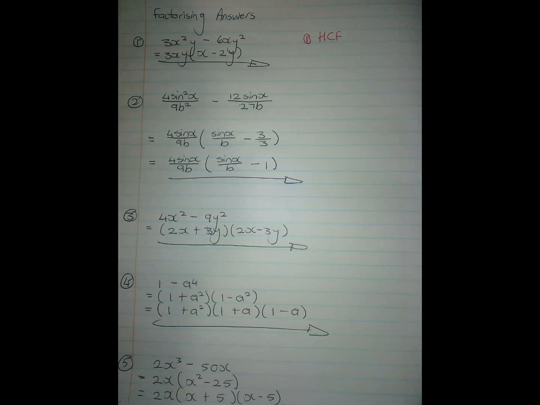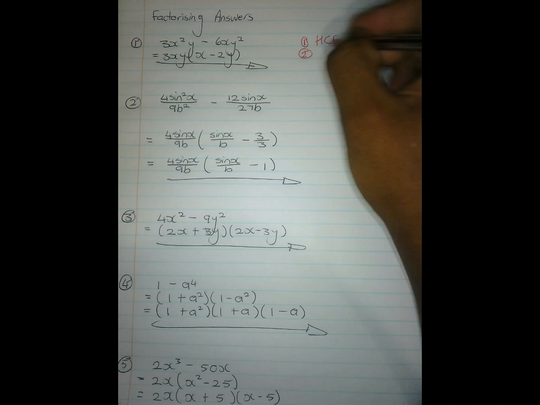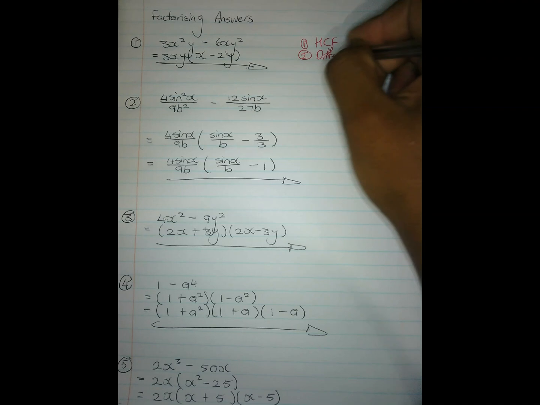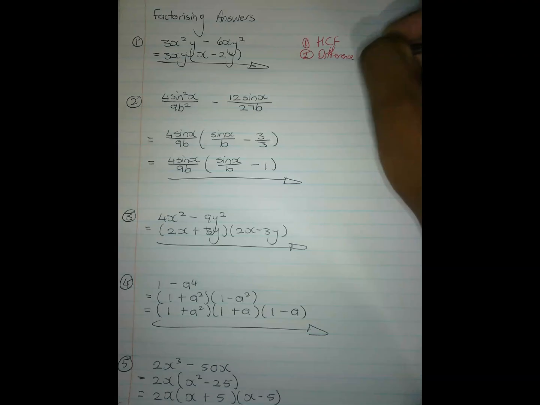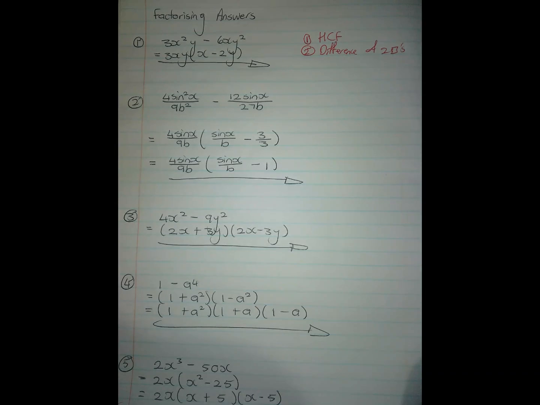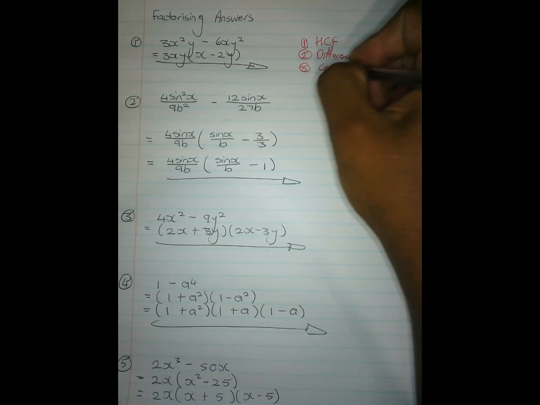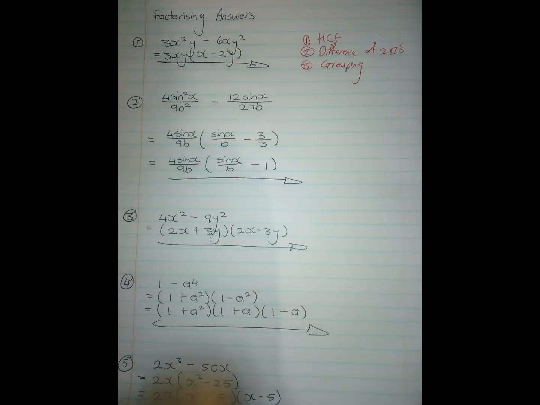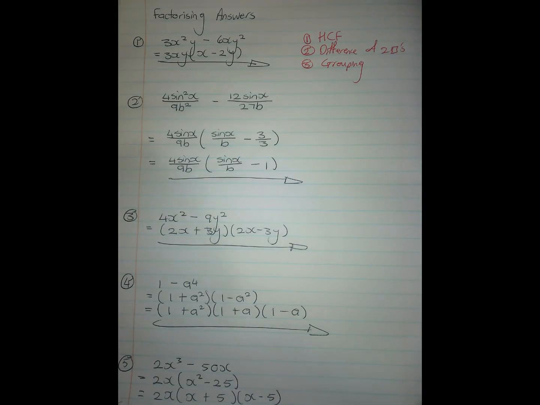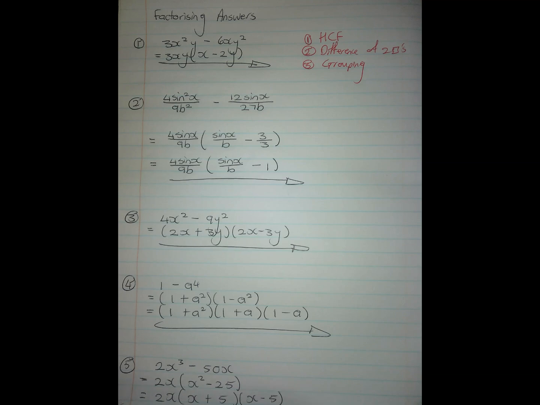is there a highest common factor? Number 2, is there a difference of two squares? And then number 3, is it grouping? That's actually the 3 different types of factorizing that we get, and it's the main ones that we focus on.